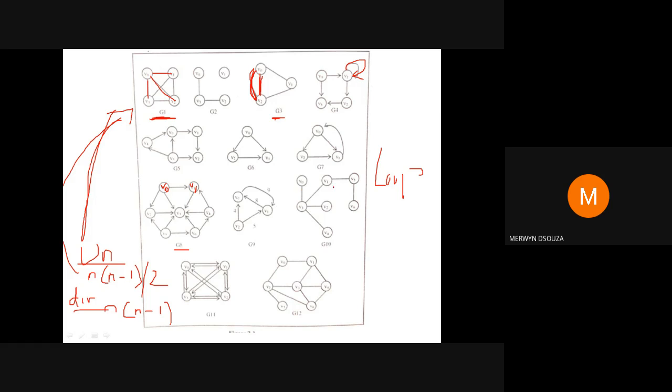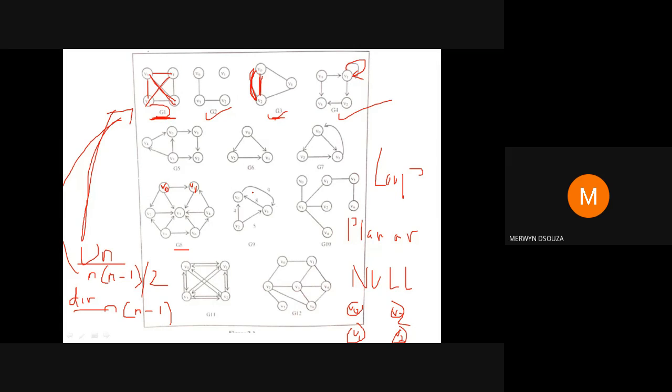Next definition, planar graph. A graph is called a planar graph if it can be drawn in a plane without any 2 edges intersecting. This is not a planar graph because the edges are intersecting, whereas these are your planar graphs. And the last definition, null graph. A graph which contains only isolated vertices. So for example, something like this, where you have only isolated vertices, that graph will be known as a null graph.